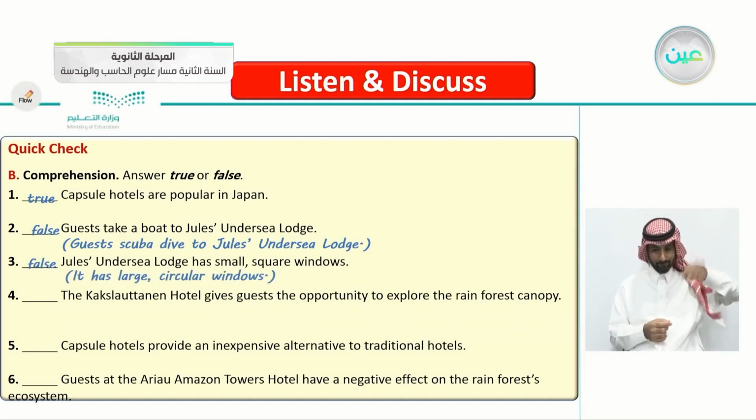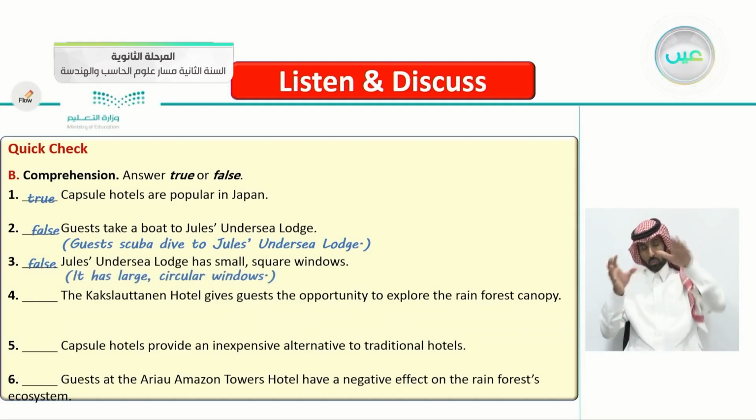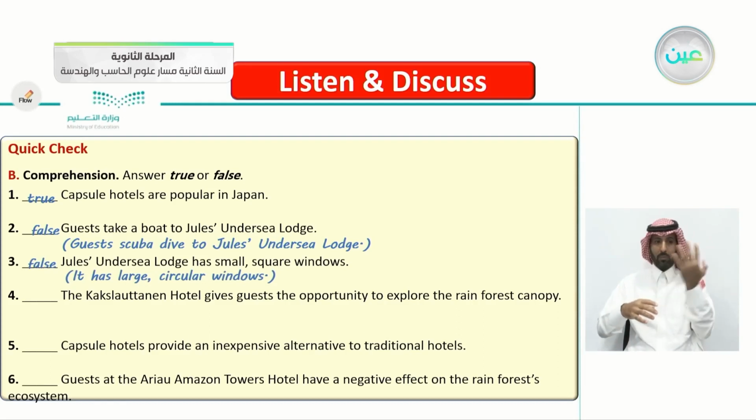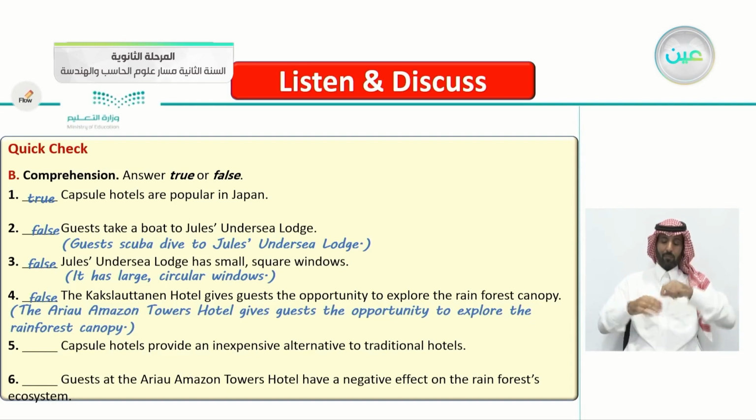It has large circular windows. They're not square, they're circular, and they're not small, they are large. Number 4, the Kaxlotinen Hotel gives guests the opportunity to explore the rainforest canopy. This is false, of course. It's not the Kaxlotinen Hotel. It's the Ariao Amazon Towers Hotel that gives the guests the opportunity to explore the rainforest canopy.